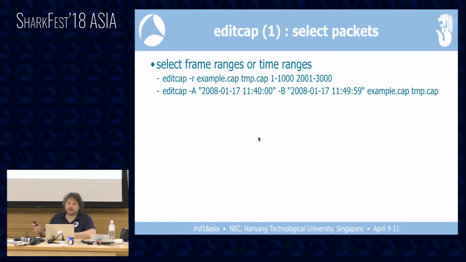So this is the first example. The -r means, by default, editcap will delete your frame range. If you want to select the ones that you need, you put -r in front of it. So this one creates a file with frames 1 to 1000 and 2001 to 3000. The rest of the capture file is being deleted.